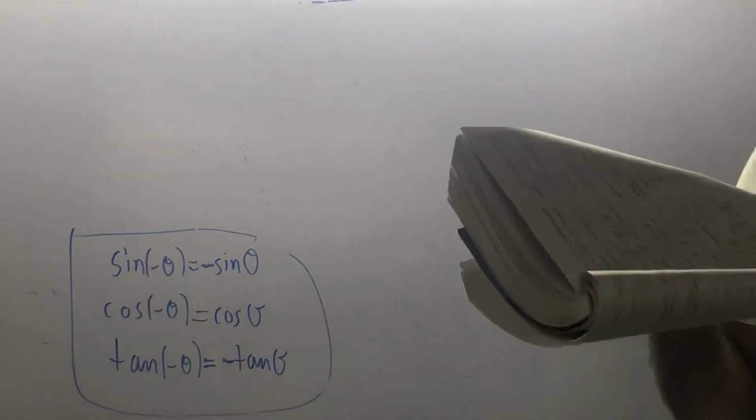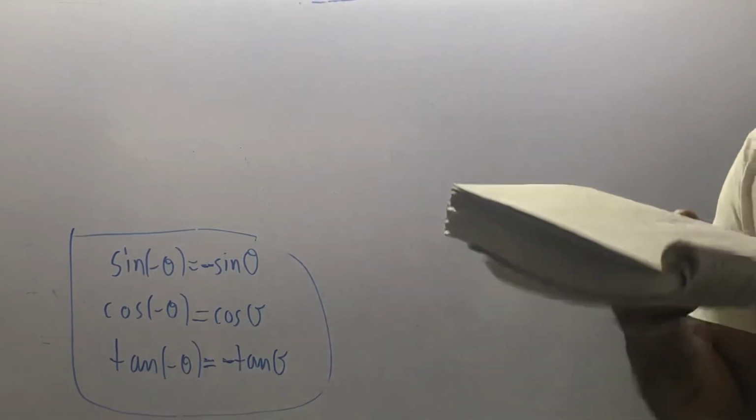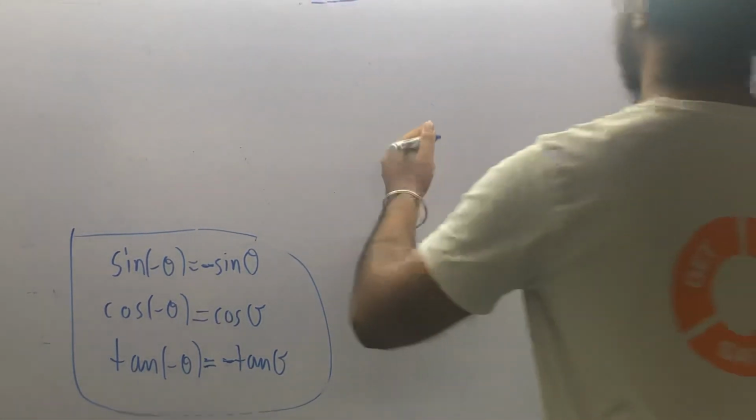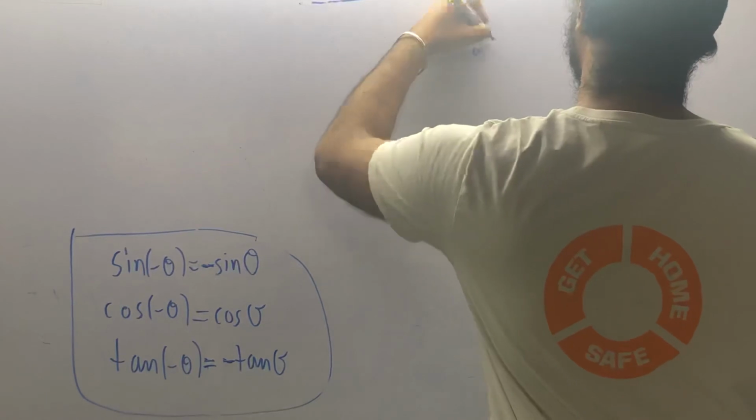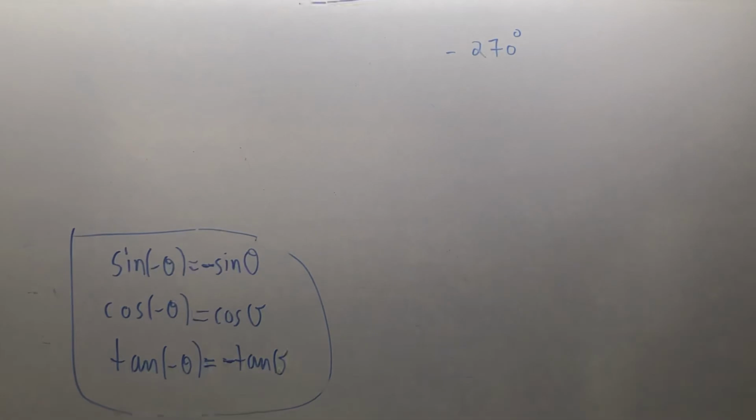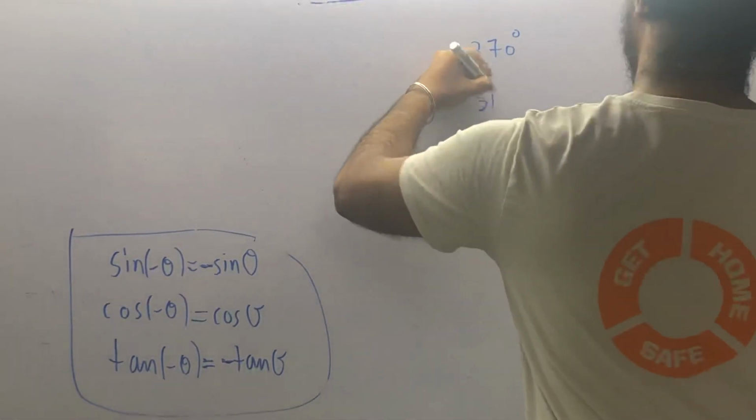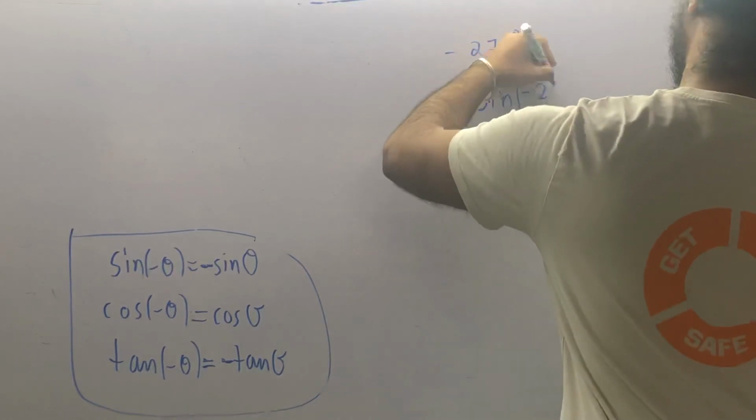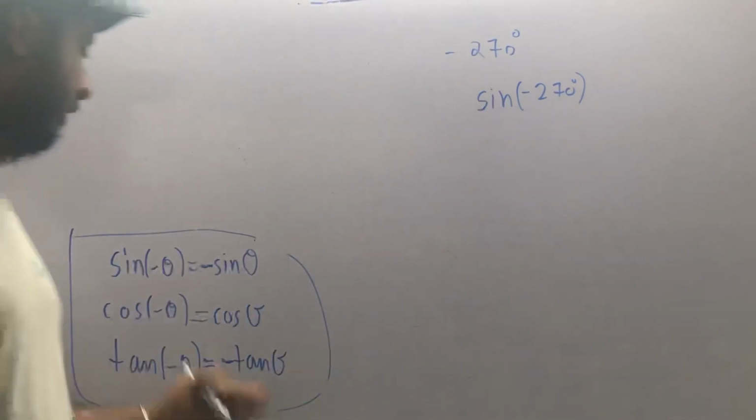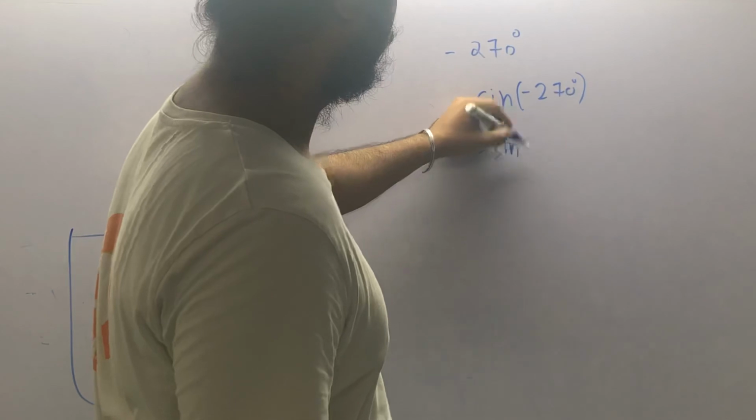Now we are going to do the last part, and now we will do minus 270. This will be the last part for this question. Okay, minus 270 degrees. So first sine of minus 270. So sine of minus theta is what? Minus sine theta. So minus sine 270.